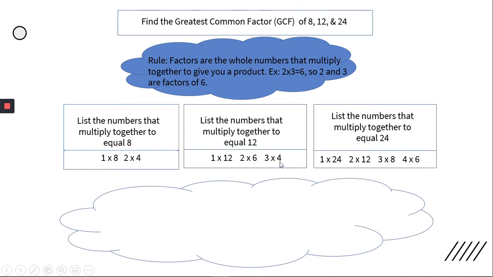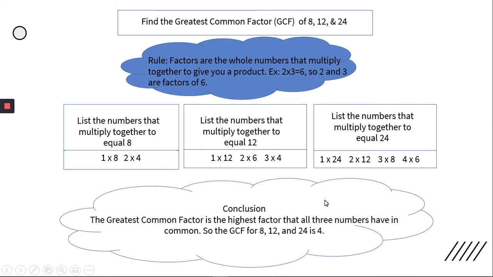So I'm starting to notice that there's a 4 here and a 4 here. And if we go to the third box, again, we have 1, 2, 4, and 8, but the only number that we have in common for all of these is the number 4. So the greatest common factor for 8, 12, and 24 would be the number 4.